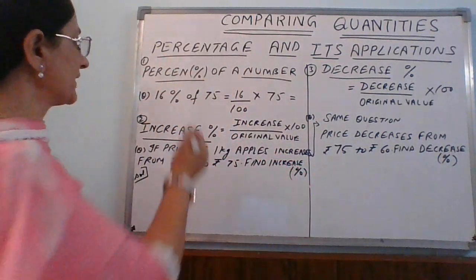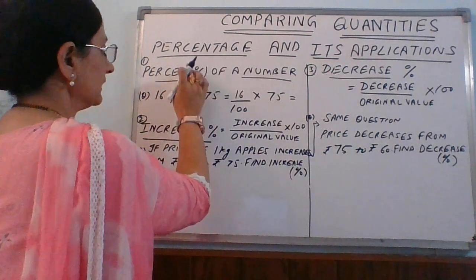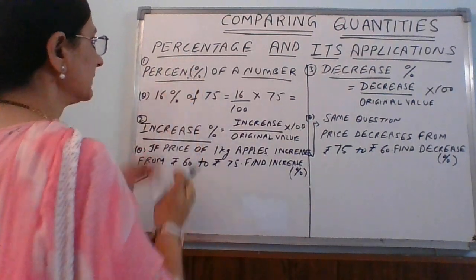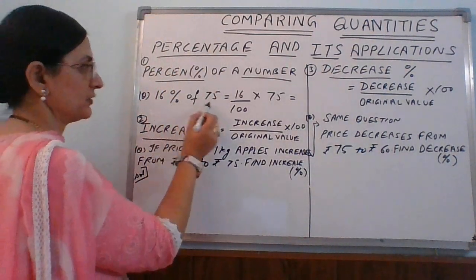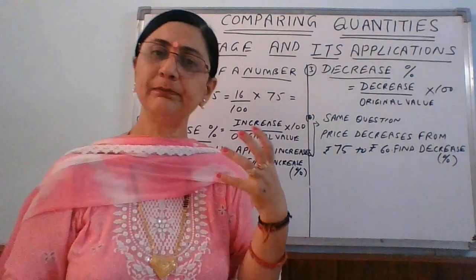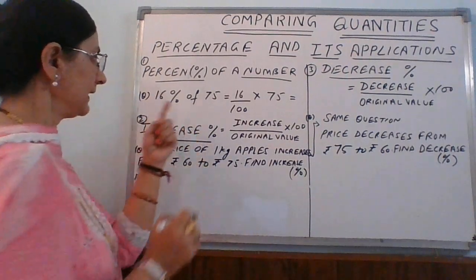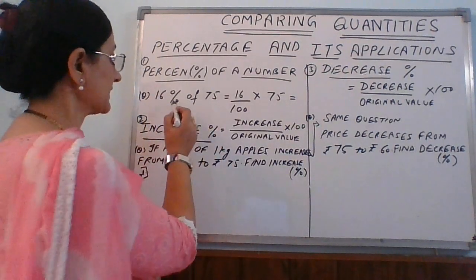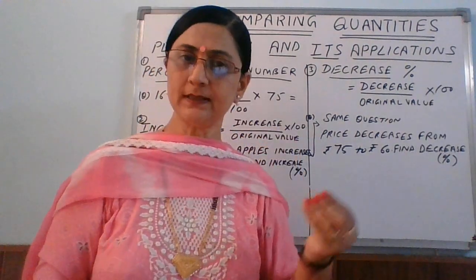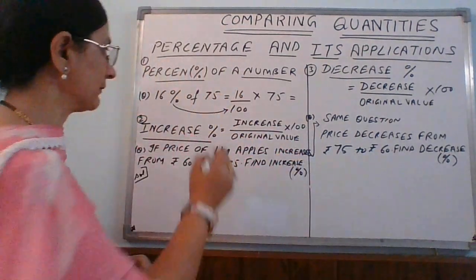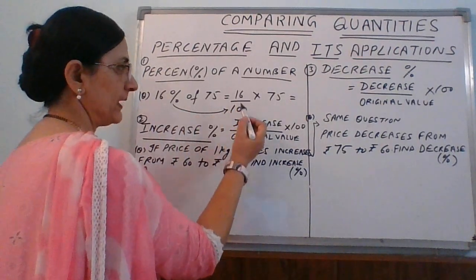Okay, now a question related to percent, right? What is percentage or percent? Percent of a number. Suppose you have to find 16% of 75. How can you find this? In order to remove the symbol of percentage, you have to put 100 in the denominator. You have to divide this by 100. So 16% converts to 16 by 100.